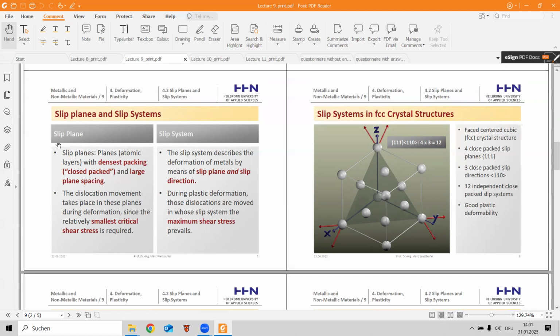Slip systems in the face-centered cubic crystal structure: four close-packed slip planes, one, two, three, four, and three close-packed slip directions, giving 12 independent close-packed slip systems. Plastic deformability.